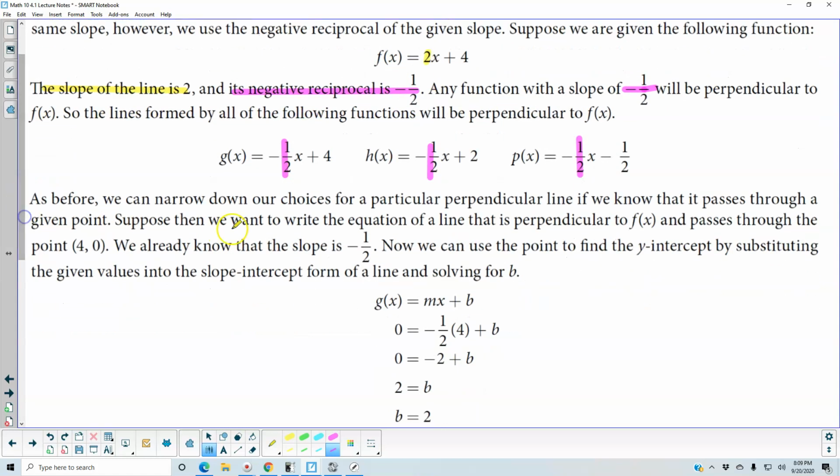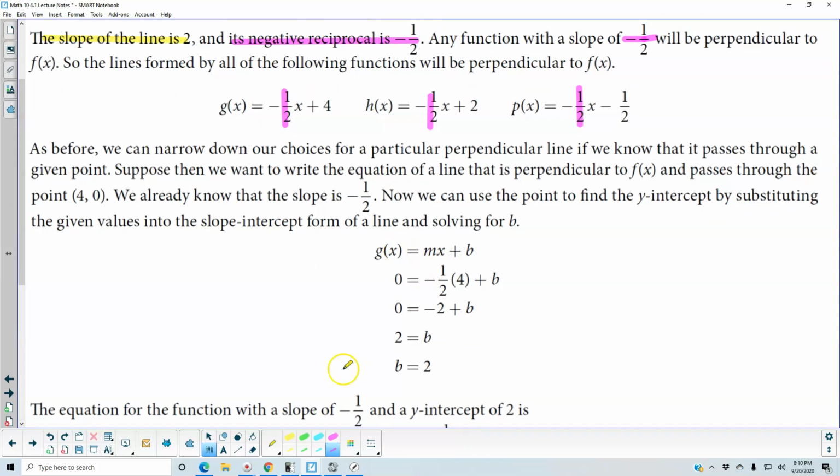And as before, we can narrow down our choices for a particular perpendicular line if we know that it passes through a given point. Now suppose we want to write the equation of a line that is perpendicular to f of x and passes through the point 4, 0. We already know that the slope is negative 1/2. We now need to use the point to find the y-intercept by substituting the given values into the slope-intercept form of a line and solving for b.